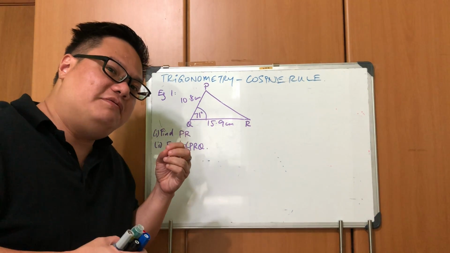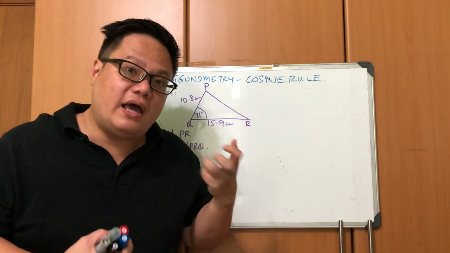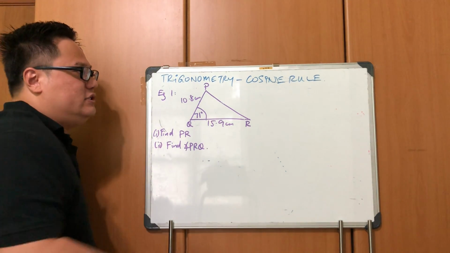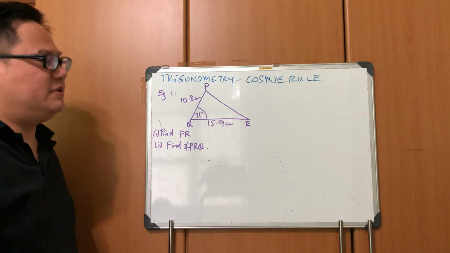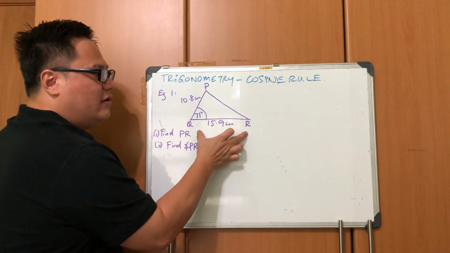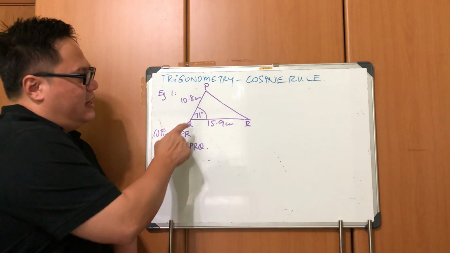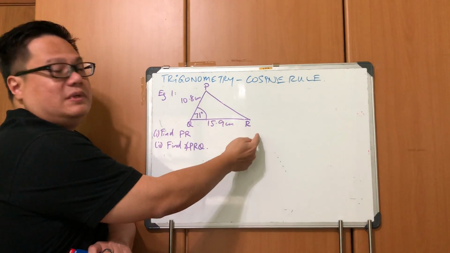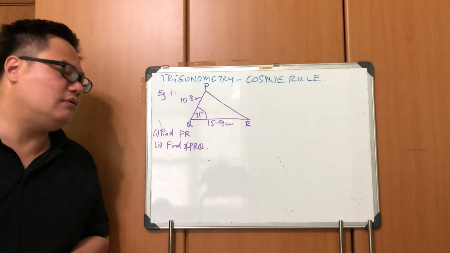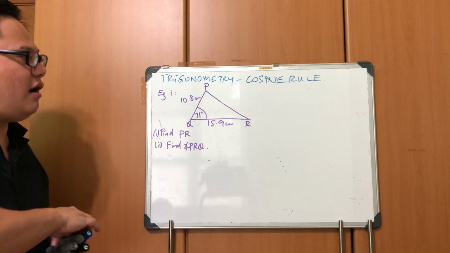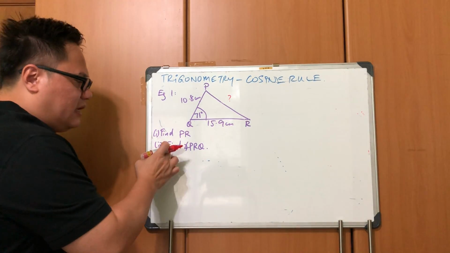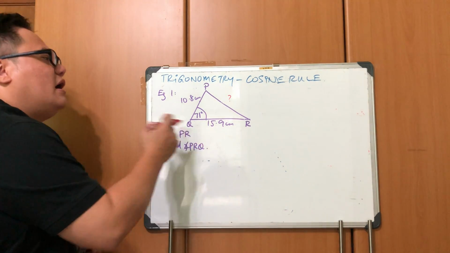Okay, so now I'm going to give an example on how to apply the cosine rule. Let's take a look at this triangle PQR. Let's say PQ is 10.8 cm, QR is 15.9 cm, and angle PQR is 71 degrees. With this information, the question says, can you find the length of PR? And then after that, can you find angle PRQ?